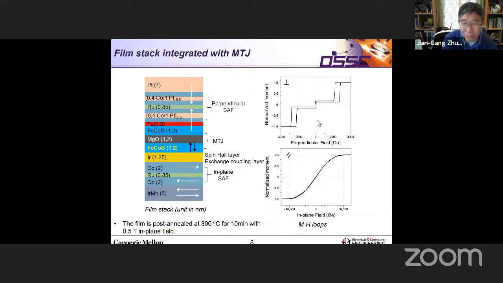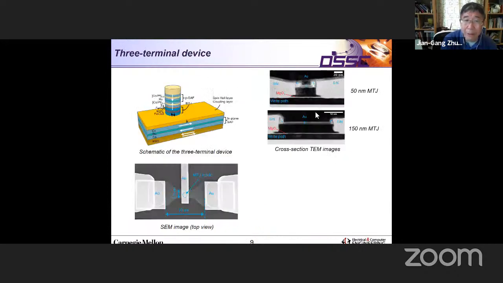So that's the film, and that's the film measurement of the magnetization, perpendicular loop, in-plane loop. You can see this is the SAF, and that's the free layer switching, okay, in the middle, right? And then we went on to pattern this. We patterned the MTJs, and the diameter of the MTJs varies from 150 nanometers all the way down to 50 nanometers. This is an electron microscopy picture, an SEM picture.